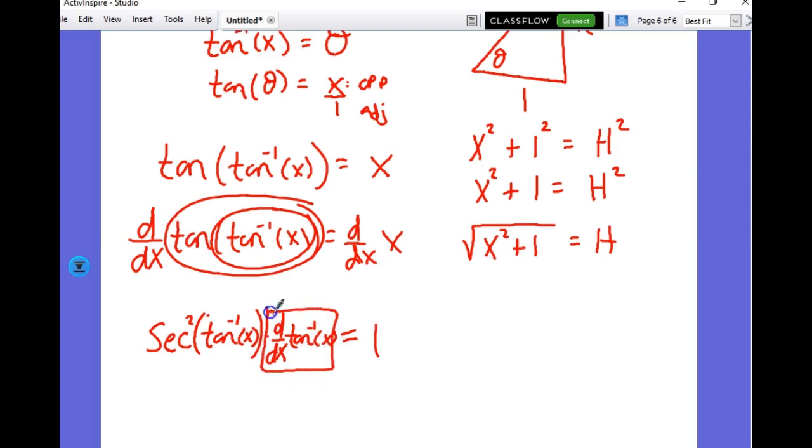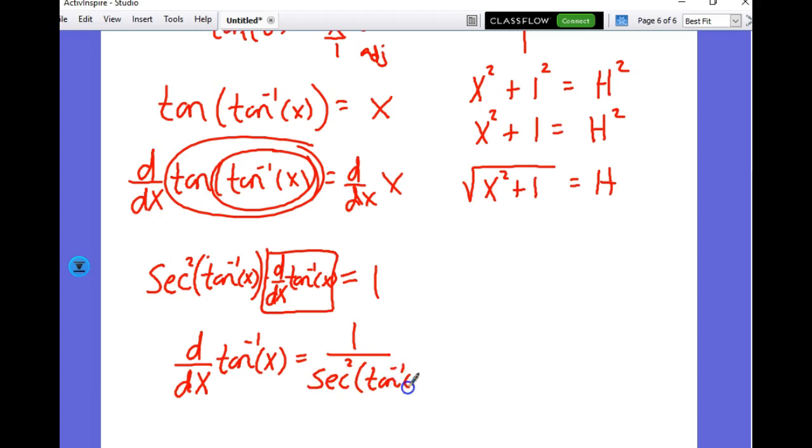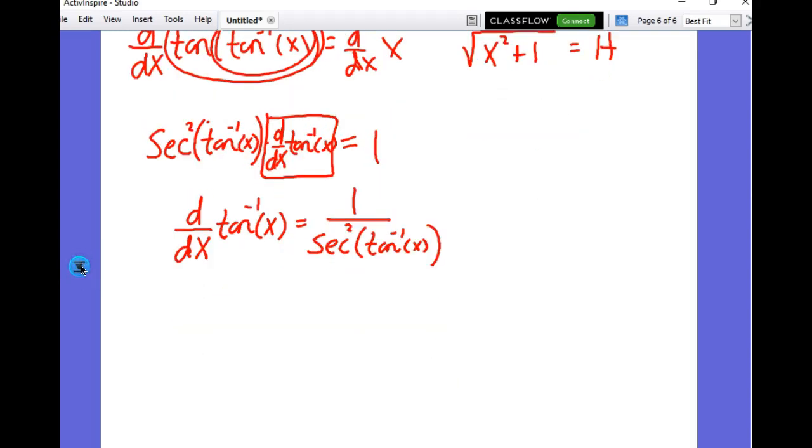So since this is what I want, I'm going to divide both sides by this expression here. And I end up with the following. This is now all by itself, which is precisely what I'm trying to find. What is the derivative of arctangent? And now it's 1 over secant squared of arctangent. Now, just like on the last slide, arctangent is equal to some angle theta.